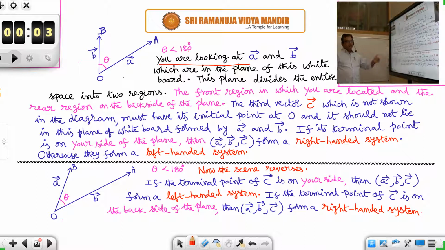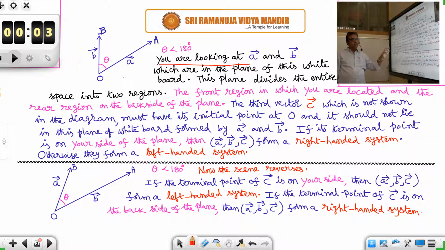This plane divides the entire space into two regions: the front region in which you are located and the rear region on the back side of the plane. The third vector C bar, which is not shown in the diagram, must have its initial point at O, and it should not lie in this plane. If it lies in this plane, then simply we have to say A bar, B bar, C bar are coplanar.